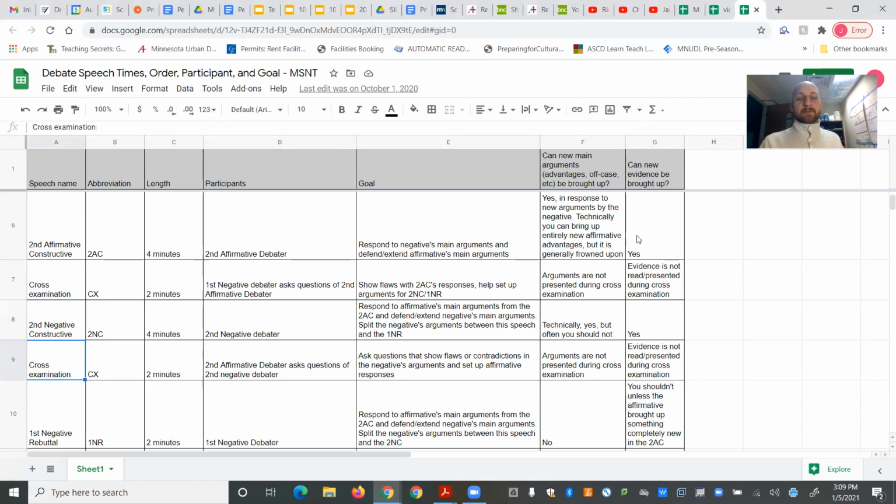Next up is cross-examination. It's the second affirmative debater asking questions of the second negative debater. And again, you just want to show flaws, point out reasoning problems, and set up your arguments as the affirmative. There shouldn't be any new arguments in this, and shouldn't be any evidence read in this.